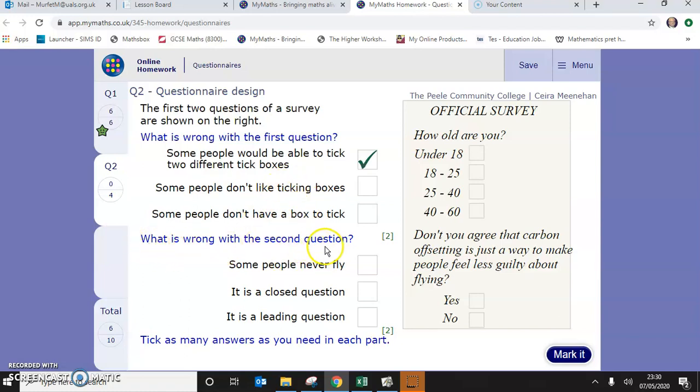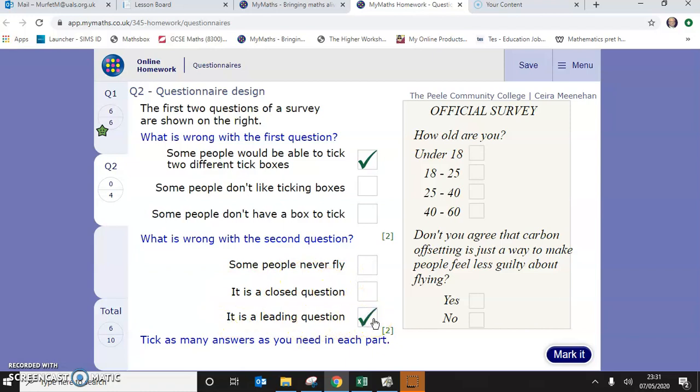What is wrong with the second question? Don't you agree that? So straight away it's saying, don't you agree that? It's a leading question. It's leading you to try and agree with what they are saying. Okay? Some people never fly. It is a closed question. It is a leading question.